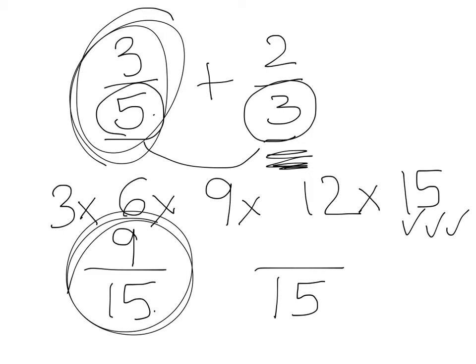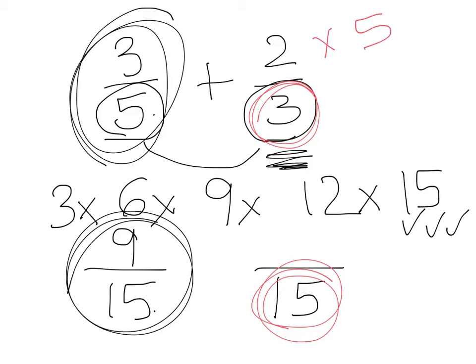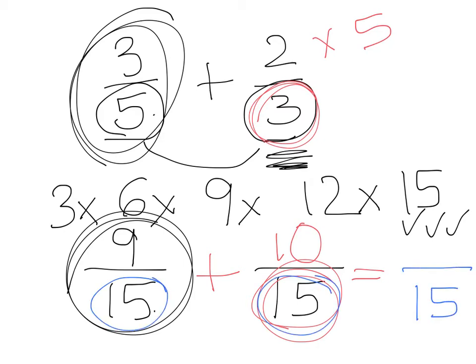Did I confuse you? Let's have a look at this one. 3 goes into 15 5 times. 5 times 2 is 10. We now have a sum of 9 fifteenths plus 10 fifteenths. The denominators are the same. See? 15, 15, beautiful. And 9 plus 10 is 19.